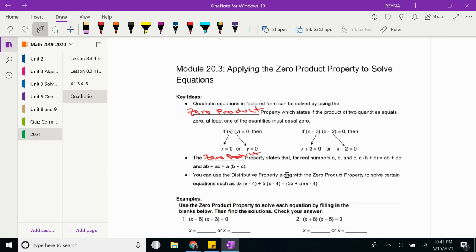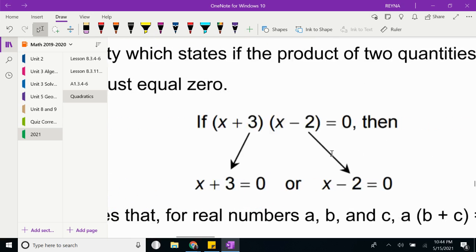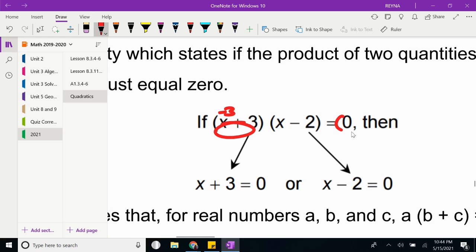Okay, and then something in math that we always like to remind people, there's this property called the zero product property. It basically means if you have two monomials or binomials multiplying by each other, if one of them is zero, it will make the whole thing zero. So if I make this whole binomial zero, so let's say I put a negative 3 in here, that's going to make this zero. Zero times anything is going to be zero.